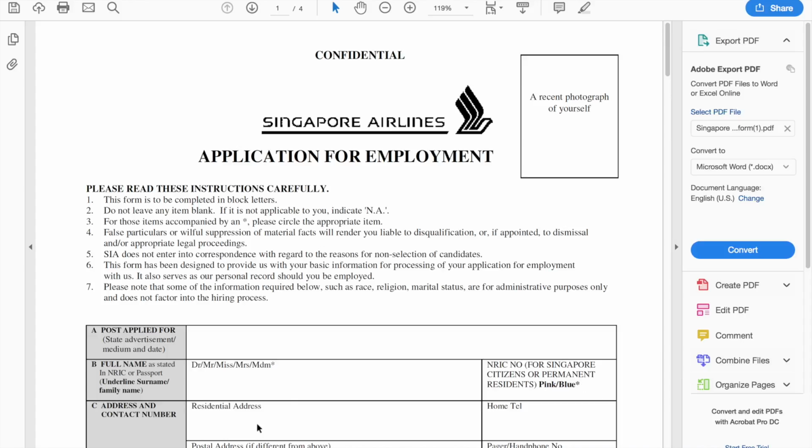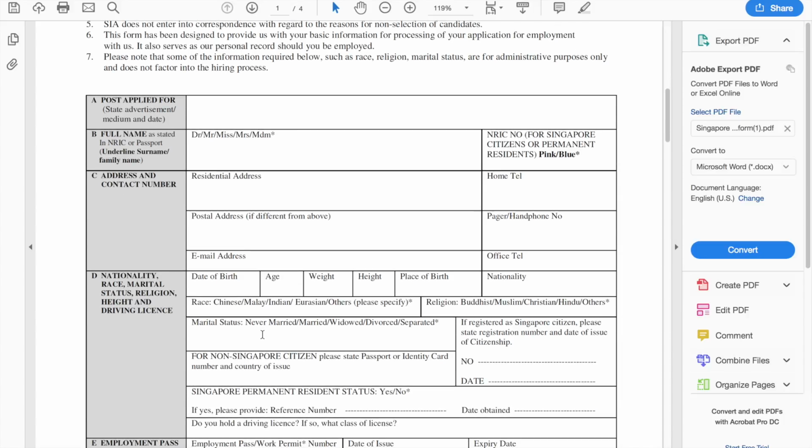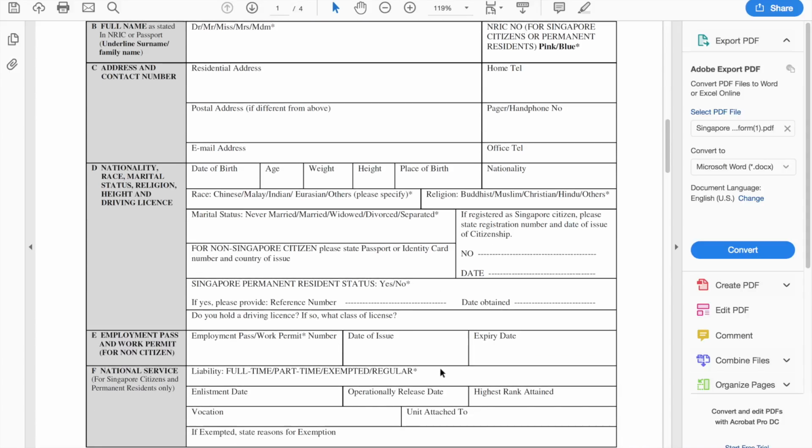Your residential address, telephone number, and some of your details. So just go ahead and write down your details here. I think it's very straightforward. For non-Singapore citizens, you can give your passport details or your identity card and the country of issue basically. Moving on, if you have a driver's license, do state whatever license this is.